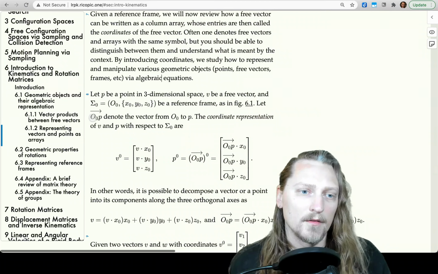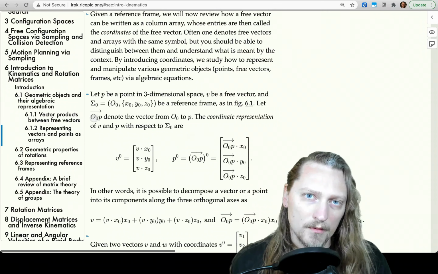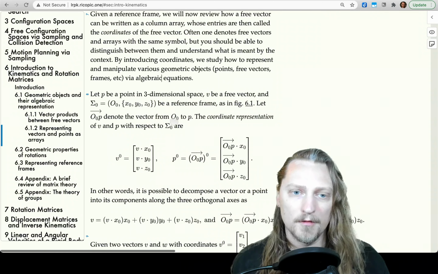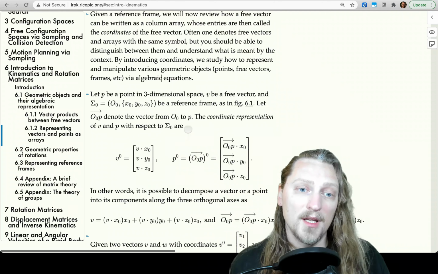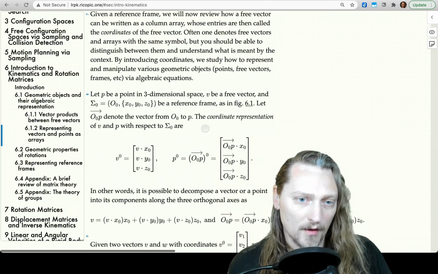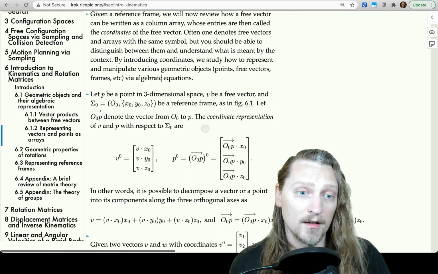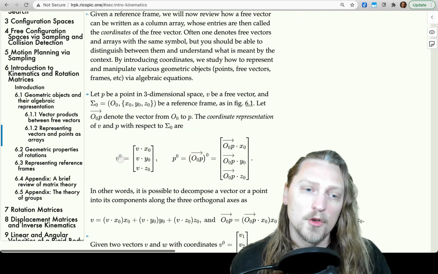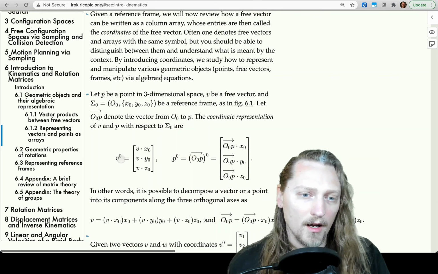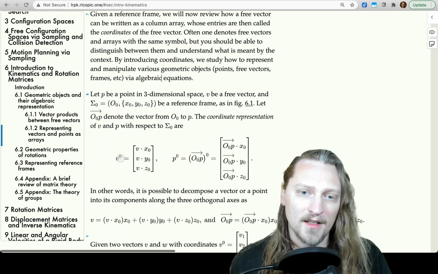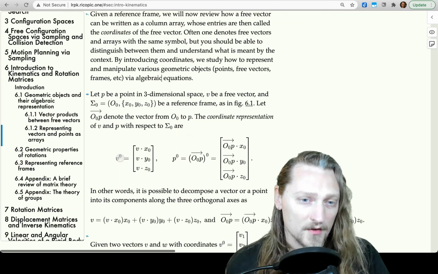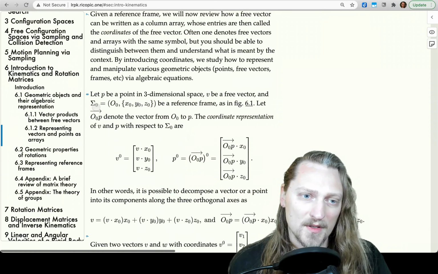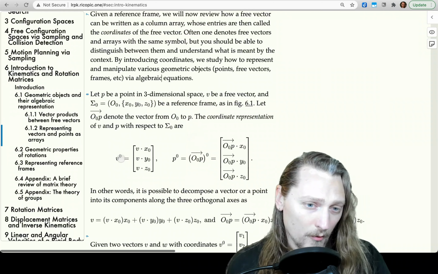Let the vector between O0 to P denote the vector from O0 to P. The coordinate representation of V and P with respect to the coordinate system or reference frame sigma 0 are V, see the superscript 0. It's not raised to the power of, it's a superscript 0, which means that it's being written in a coordinate representation. The coordinate system or reference frame is specifically sigma 0, which is denoted by the 0.